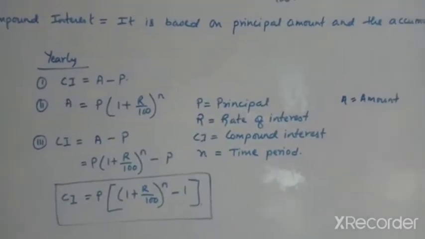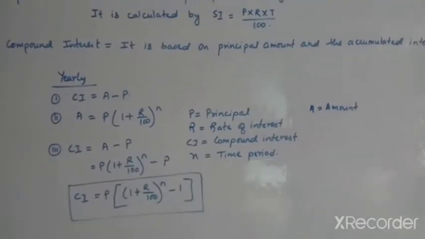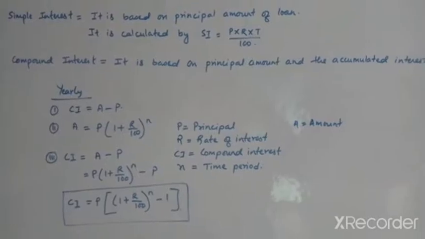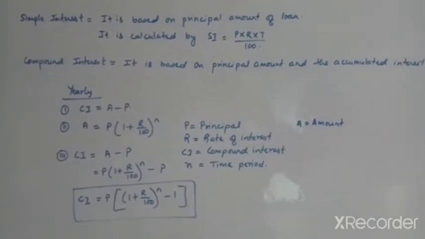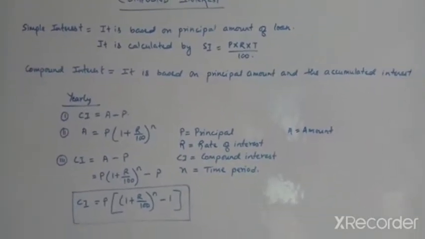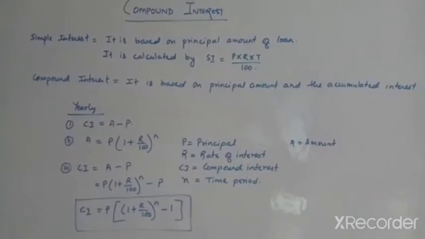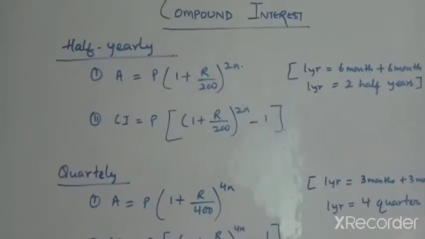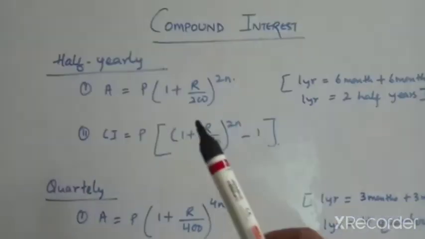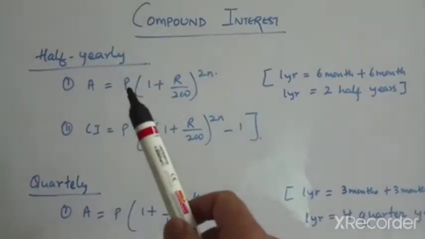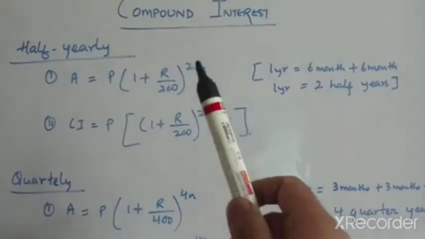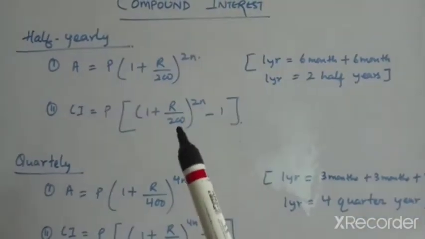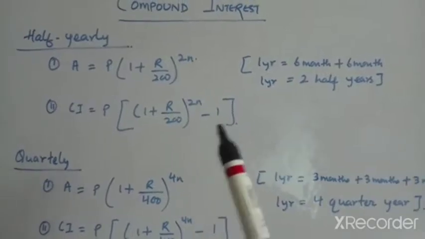Similarly, we get problems based on half yearly and quarterly also. So now let's move to the next section of this chapter. In case of half yearly, there will be a slight change in the formula. Amount will be principal into (1 plus R by 200) to the power 2n, and compound interest will be principal into (1 plus R by 200) to the power 2n minus 1.